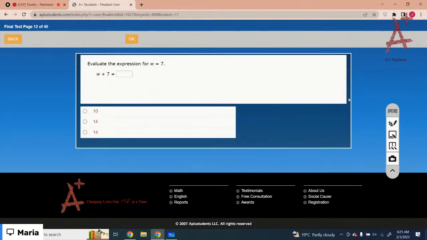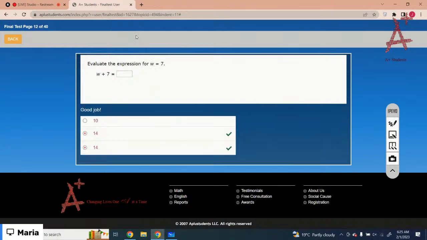Okay, the next one is evaluate the expression for w equals 7. So which is the correct option? Just replace the w with the value. So it would be then 7 plus 7. So 7 plus 7 equals 14. Got it? So you have two of the options. Just select any one and then click on the OK button.